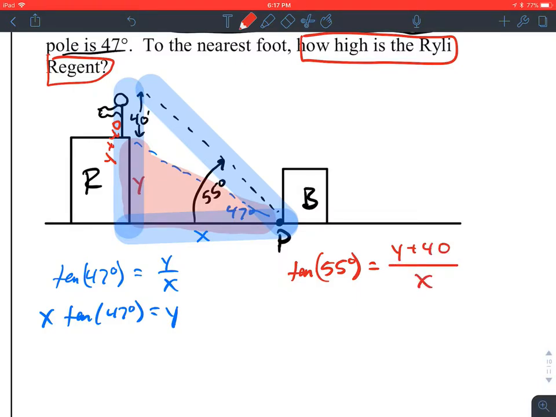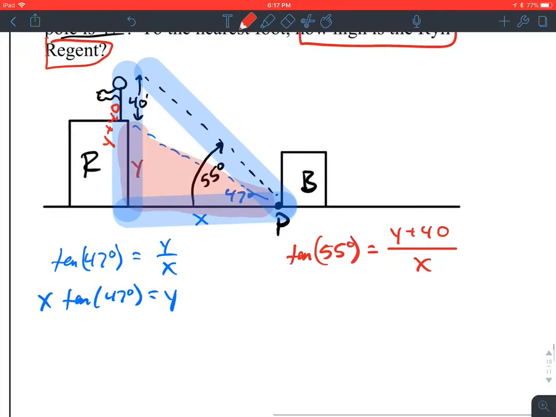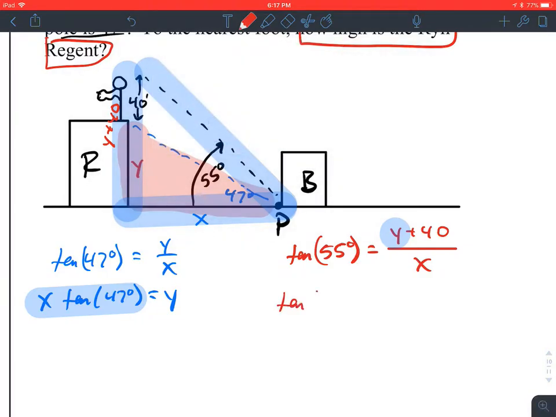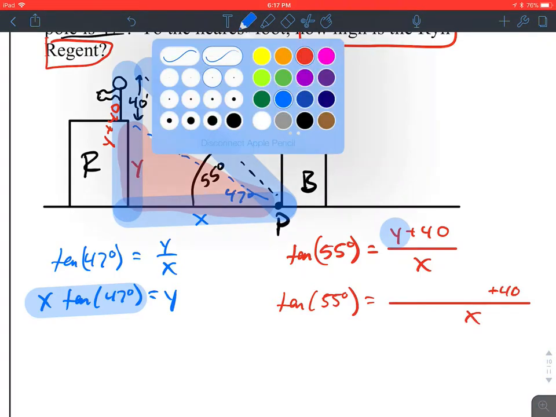I still can't solve it because there's two variables. But here's what I can do. Using the substitution property, I can replace Y in that red equation with X tangent of 47 degrees. Well, how does that help? It helps because then I have an equation that has only one type of variable in it. One equation and one variable, I should be able to solve it.